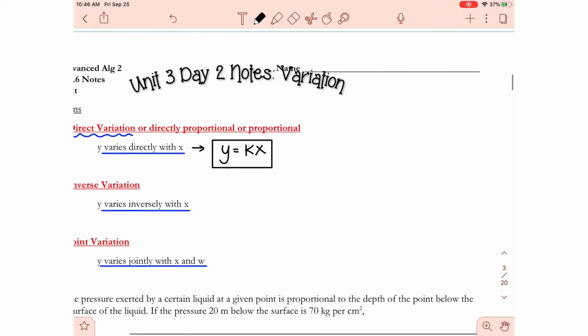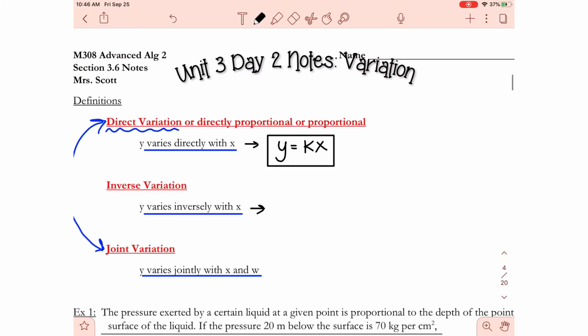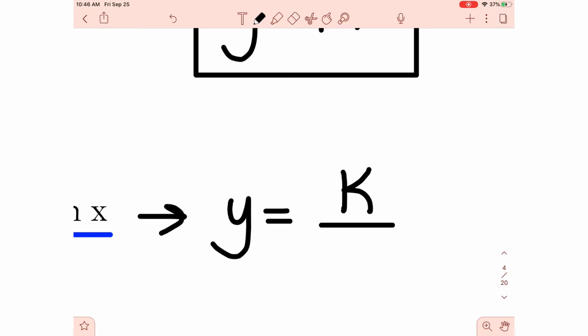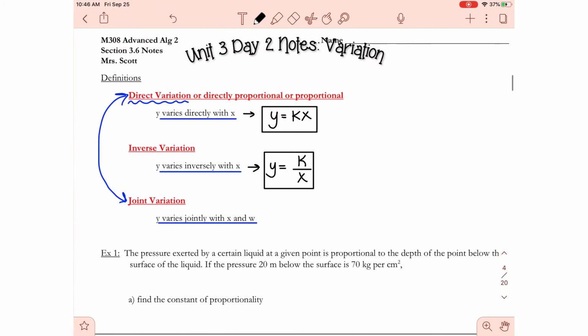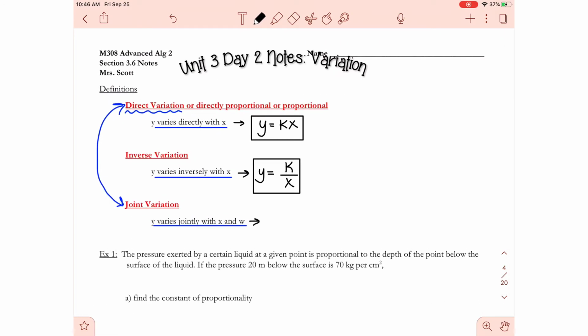So when we write our formula, I always say to put the k right away. Put the k right away. K right away. So you're going to hear me say that. And we do the k for inverse variation too. If we have y varies inversely with x, it looks like this. We put the k right away, but it's not k times x, it's k divided by x. That's our formula. So these vary inversely.